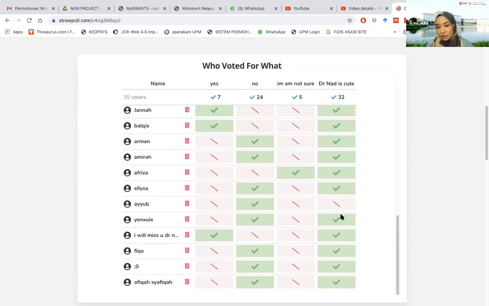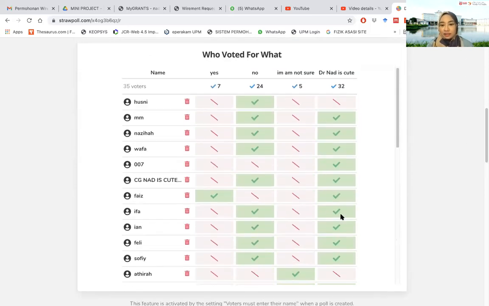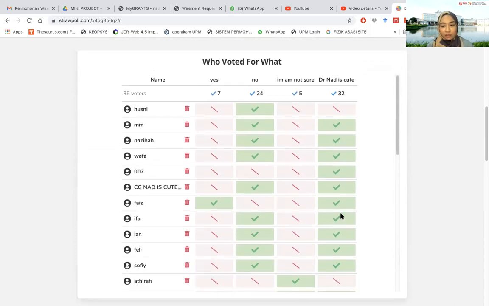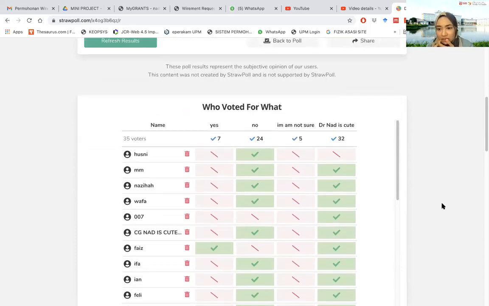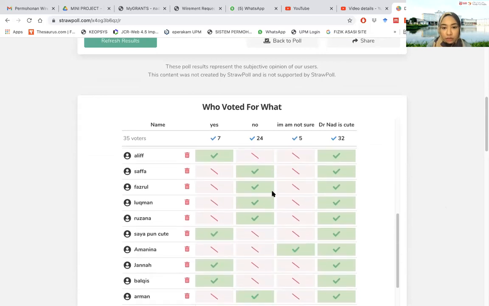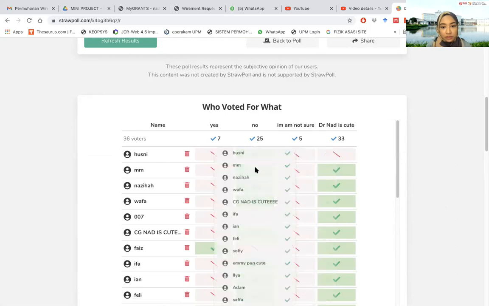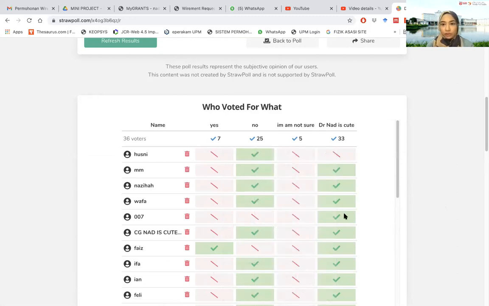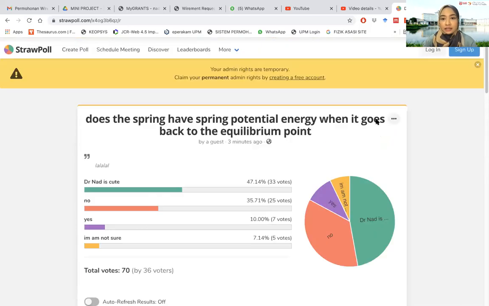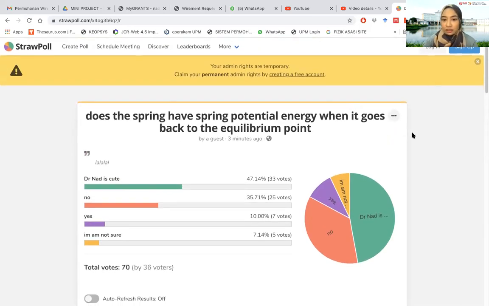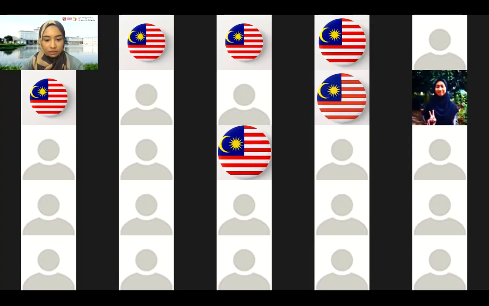Oh, Ayub tak jawab saya cute. Okay, tak apa. Oh, ada 3 orang tak vote saya cute. Atira pun tak vote saya cute. Amy ambil jalan selamat. Okay, so we have around 30 plus votes. So that's okay. So 24 of you jawab no and 7 jawab yes. Okay, so let's continue with our discussion. So that was just for fun, saya main je. Tak payah saya cakap saya cute pun tak apa. Saya tahu saya cute dah. So stop sharing. Okay, screen share.